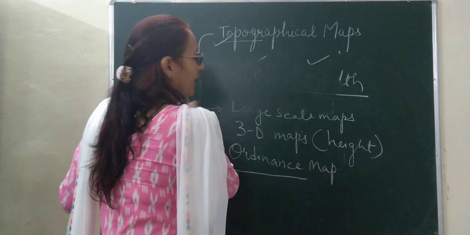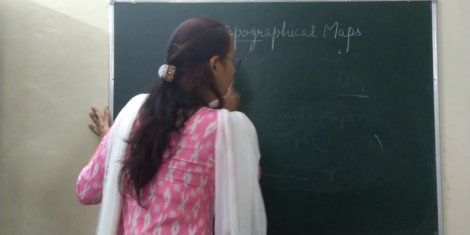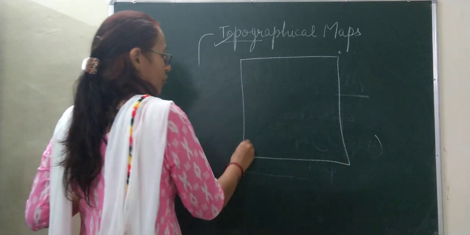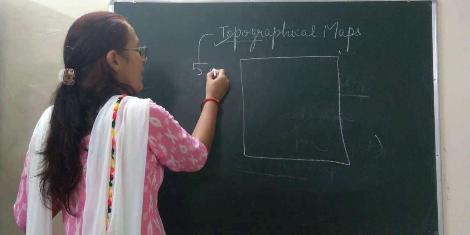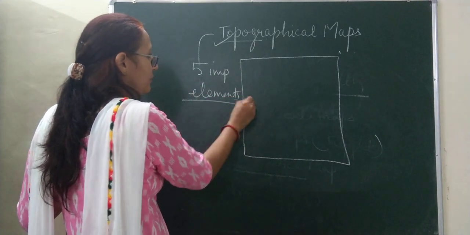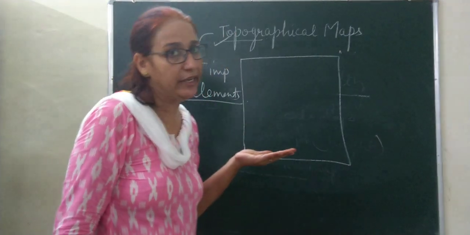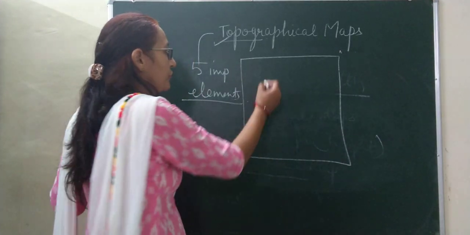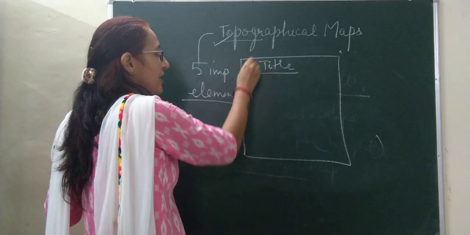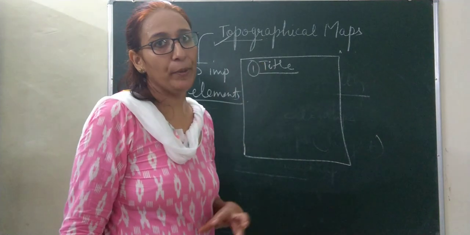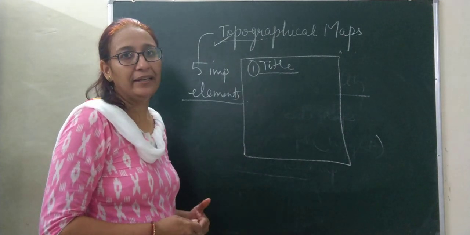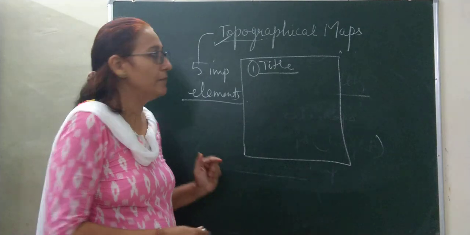One more important thing we have to learn here: if we are talking about any kind of map, you will find 5 important elements of a map. We discussed in the previous video that there are 5 important elements of a map. So what is the first one? Title. Title is the first element. Title tells the topic of a map, whether the map is political, physical, or thematic. So title is the first element.